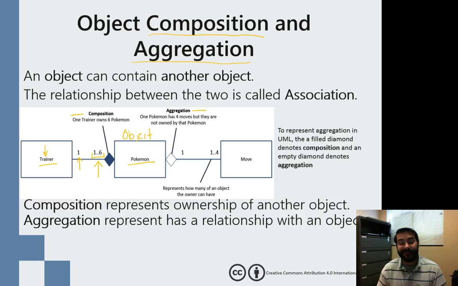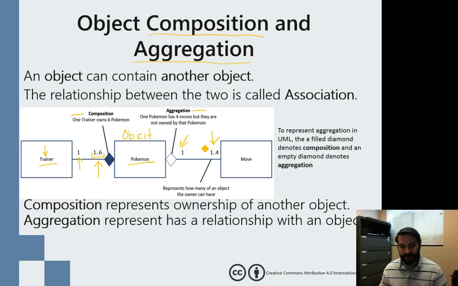But any kind of Pokemon can have that. For example, Pikachu could have it, or Raichu, or Zapdos, or some other electric type could have this electroshock move. This is where aggregation comes into play: any one Pokemon can have 1 to 4 moves, but it doesn't necessarily own that move.